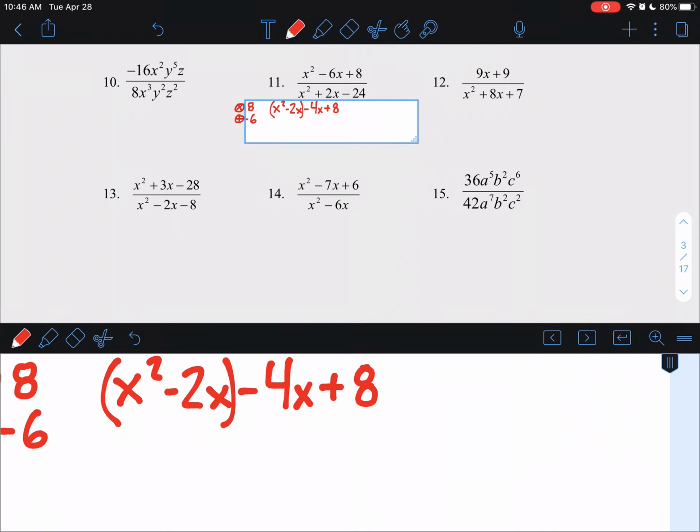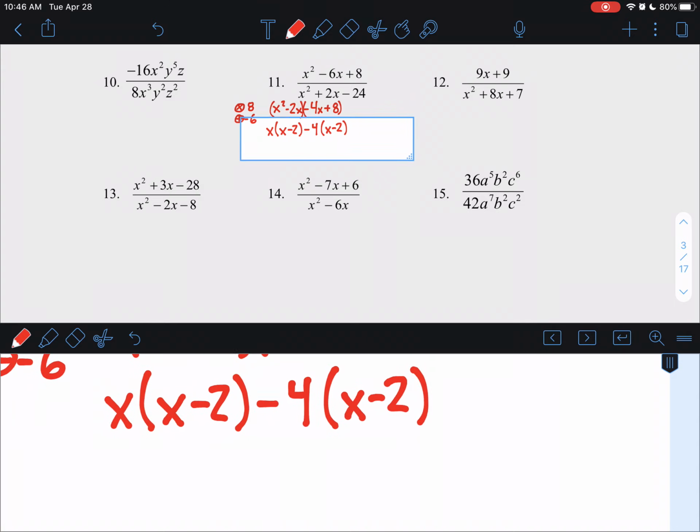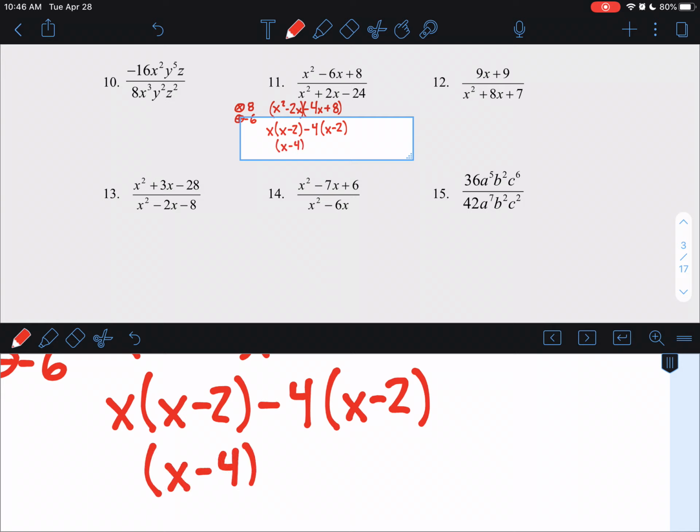And then I group. Between x squared and negative 2x, the greatest common factor is x, and I'm left with x minus 2. Between negative 4x and 8, the greatest common factor is negative 4, and I'm left with x minus 2, which means the two factors of the numerator here are x minus 4 times x minus 2.